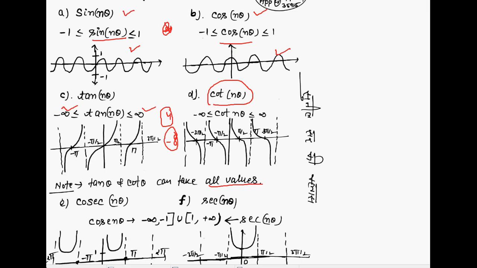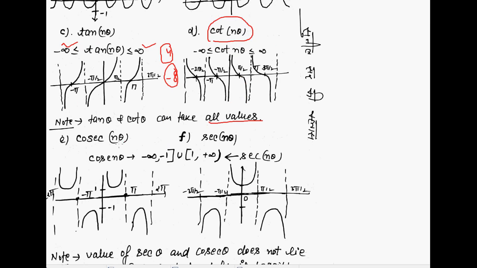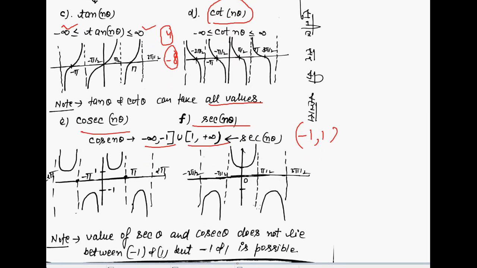Now we will move to our next trigonometric ratios, cosecant and secant. Cosecant and secant also can take any value, but their value doesn't lie between -1 and 1. So their ranges are -infinity to -1 and 1 to +infinity, but not between -1 and 1. This sign denotes -1 and 1 are included. Cosecant and secant may take the values -1 and 1. Read this note, very important.